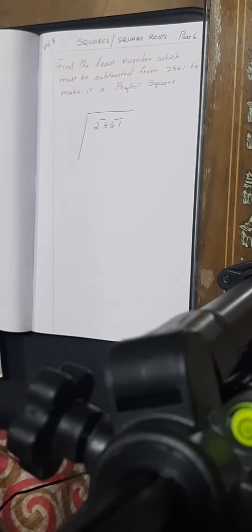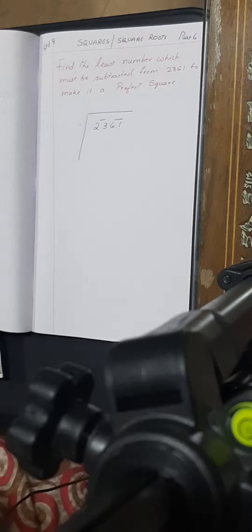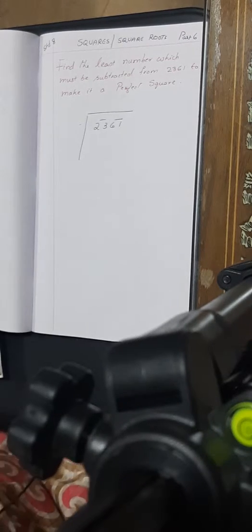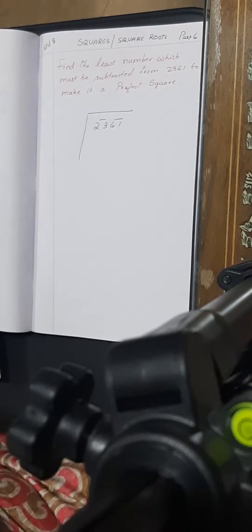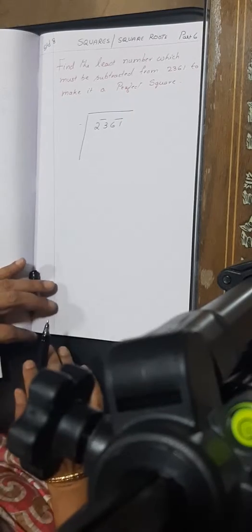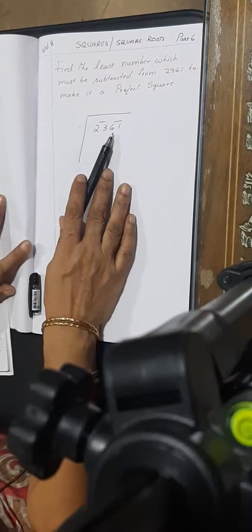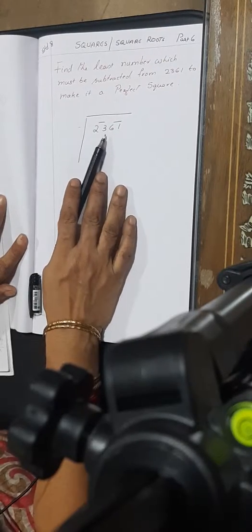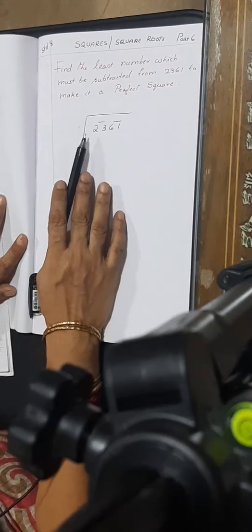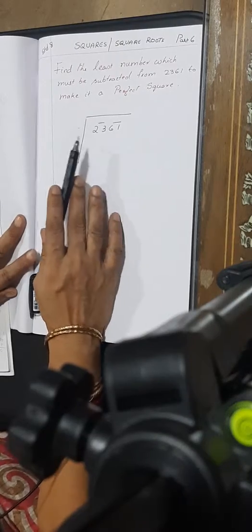Now, we will do a slightly different problem, that is, find the least number which must be subtracted from 2361 to make it a perfect square. So, this number is not a perfect square. So, if you subtract some number from this, that number will become a perfect square. So, we have to find that number.